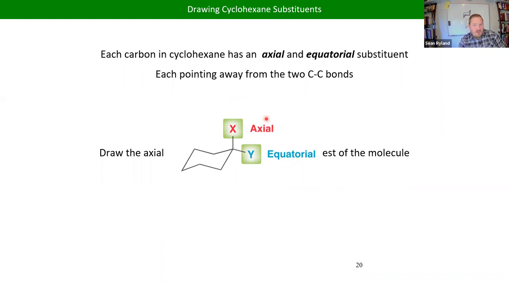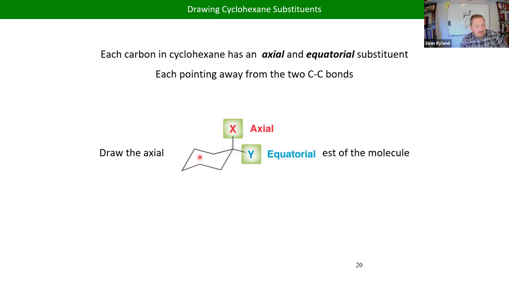Why we care about being able to draw these things properly is going to come back to what's attached to each carbon. So when the two things attached to each carbon were hydrogen, all we really cared about was keeping them all staggered, right? That kept everything far apart from each other, minimized all our strain, everything was happy.